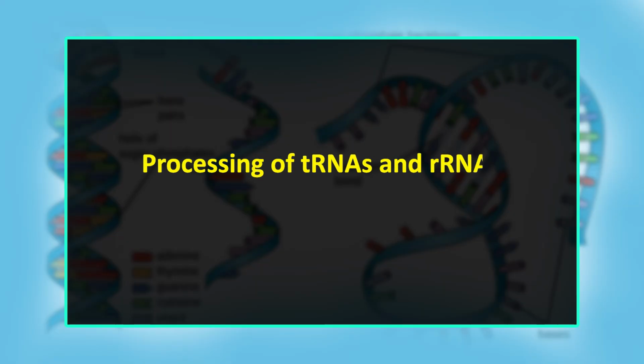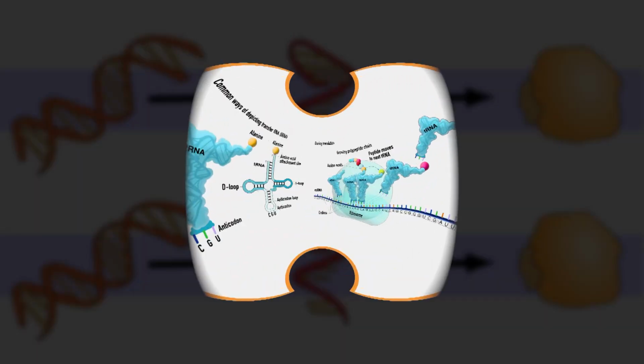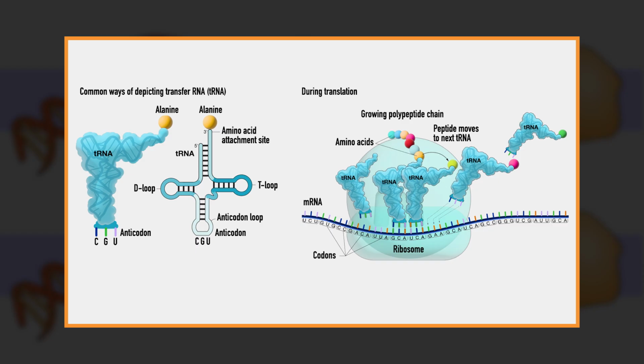Dear students, let's now discuss the processing of tRNAs and rRNAs after transcription. In addition to mRNA processing, non-coding eukaryotic RNAs are processed, trimmed, and chemically modified from large precursor RNAs to mature functional RNAs. These precursor RNAs, pre-RNAs or primary transcripts, contain in their sequences the information necessary for their function in the cell. Both prokaryotes and eukaryotes process their ribosomal and transfer RNAs.